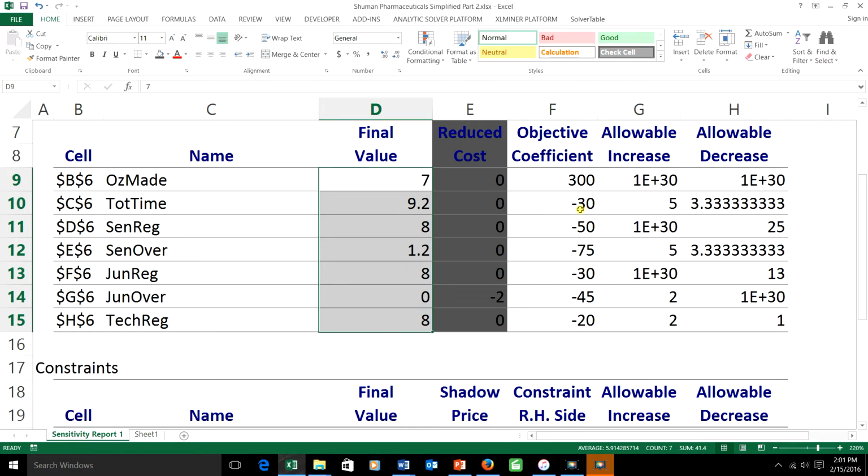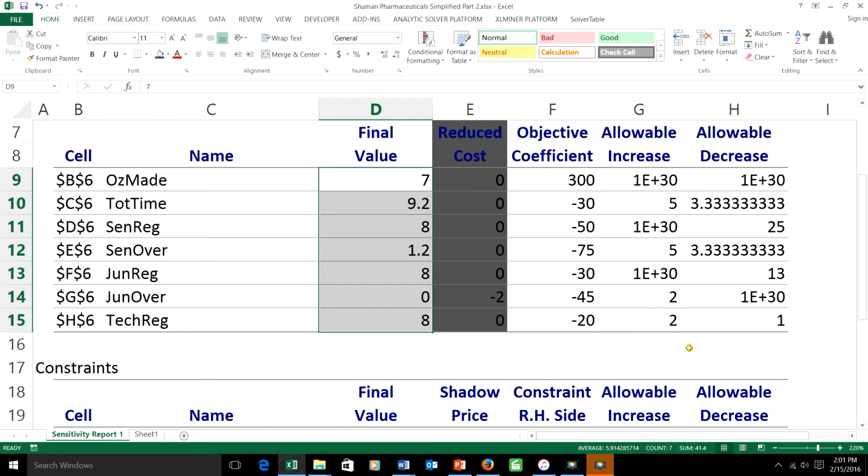First question, have I stayed inside the range? Certainly not. Changing negative 30 to negative 40 is decreasing it by 10. A decrease of 10 is forbidden by the allowable decrease of 3.33. Now, when I say forbidden, I don't mean you can't do it. You can. What I mean is, if you change it that much, these numbers over here, these final values, are probably going to change.